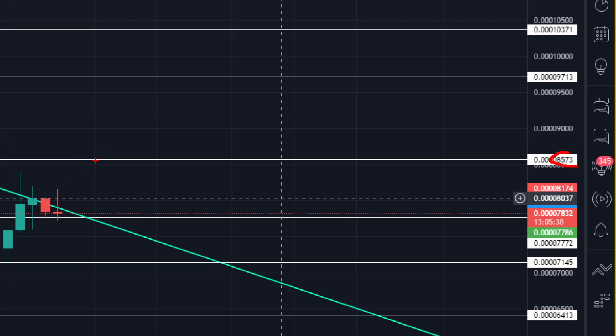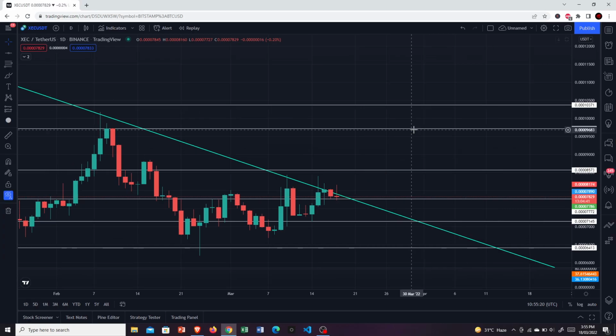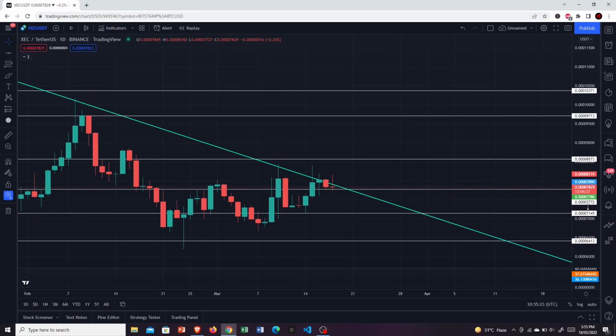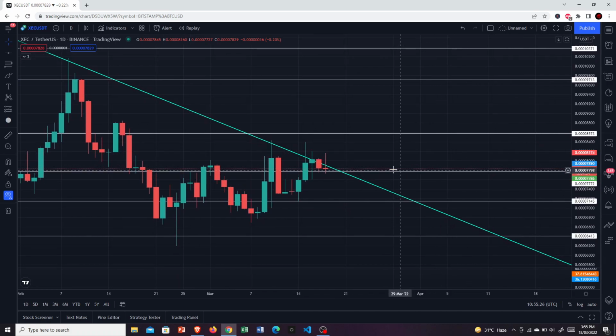So let me delete all of this. So this can be the possible movement of XEC right now if we break above this strong trend line with a strong volume. So something like this, we break above, we retest this level again, and then we retest that 8573 level. And if we are successful in movement like this, that if we retest this trend line, if we retest this support again, then we can possibly have a chance of going to 9713 also. So these are the important key levels, and I will suggest you guys not only watch videos but also mark these key levels on your chart.